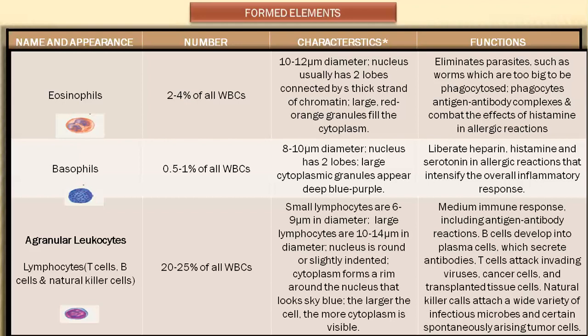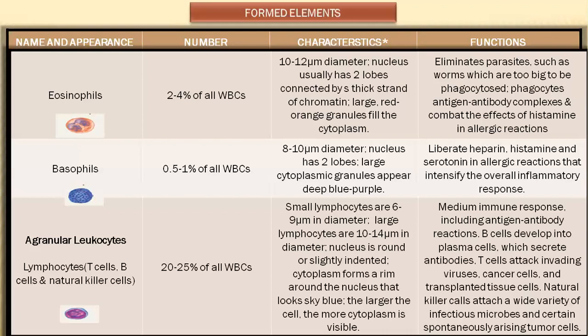The small lymphocytes are between 8 to 9 micrometers in diameter, and the large ones are between 10 to 14 micrometers. They have a big nucleus, which is round and slightly indented. The cytoplasm forms a rim, and you can see a rim of cytoplasm which is blue in color. The bigger the cell, the bigger the cytoplasm, but the cytoplasm is quite small because of the big nucleus within these lymphocytes.